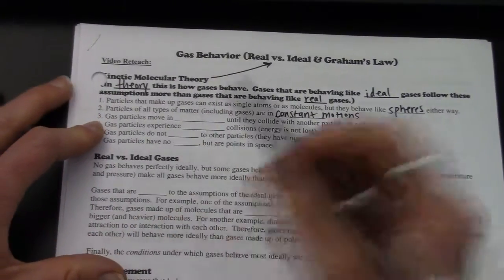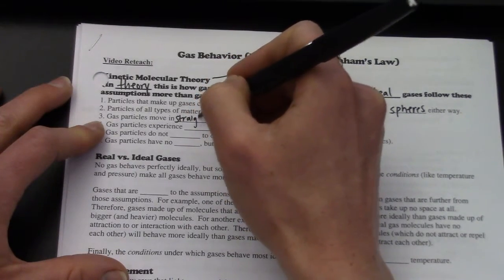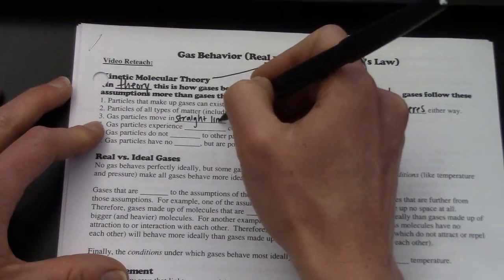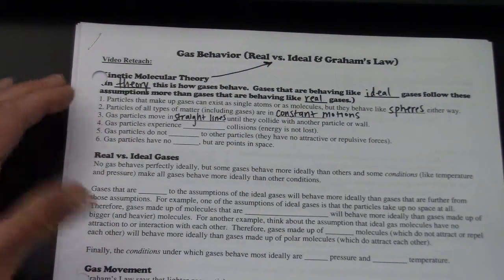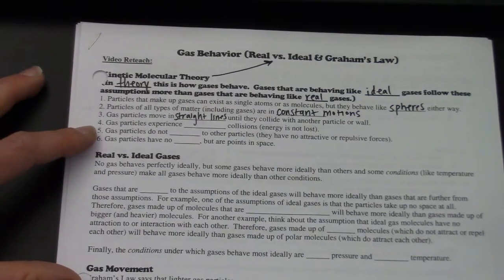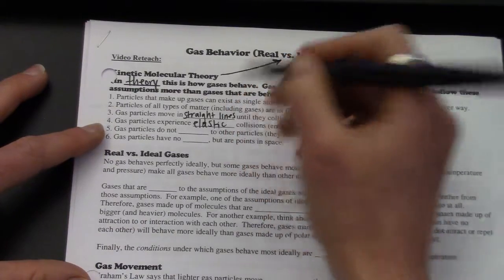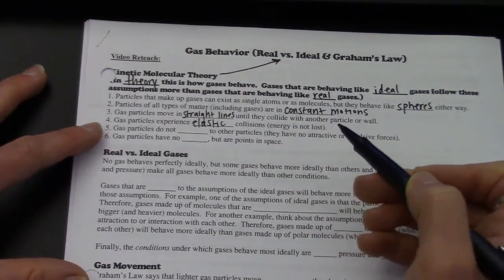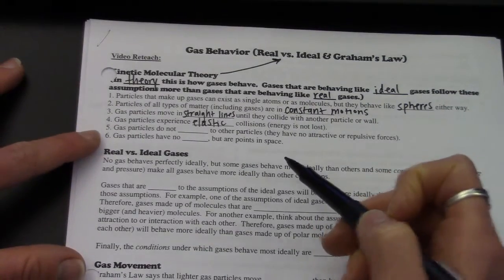Number three, gas particles move in straight lines until they collide with another particle or a wall. So they can't just change direction without hitting something. Number four, gas particles experience elastic collisions, and elastic means that energy is not lost. So the energy total before and after the collision is the same.